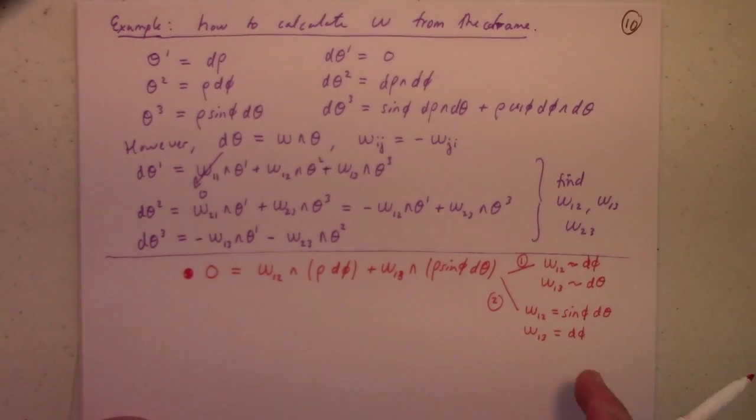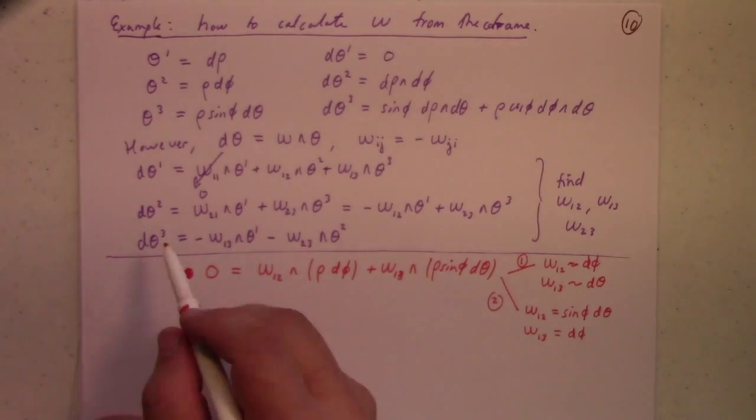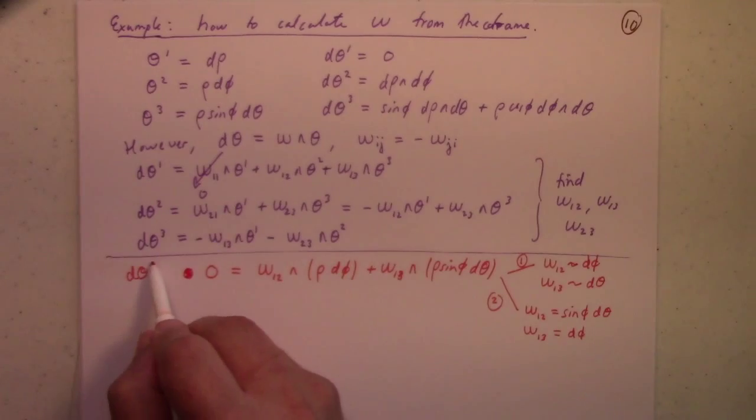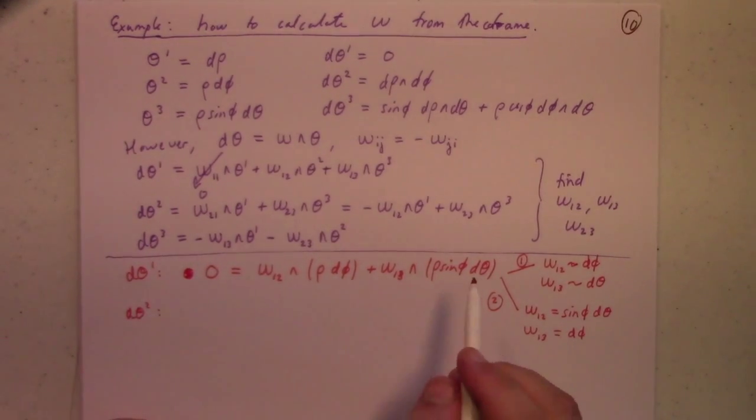Yeah, and then those would cancel. So those are the two options we could choose, all right? That's the structure equation, the first one. So this was from d theta 1, all right? Now from d theta 2, what do we get?